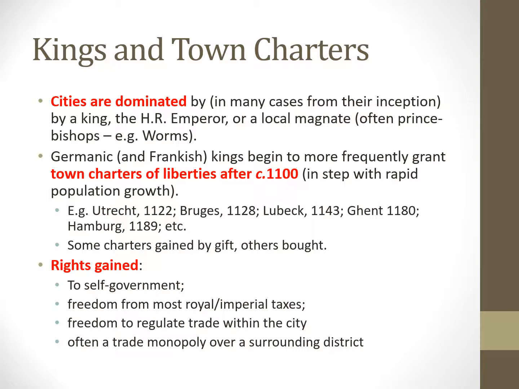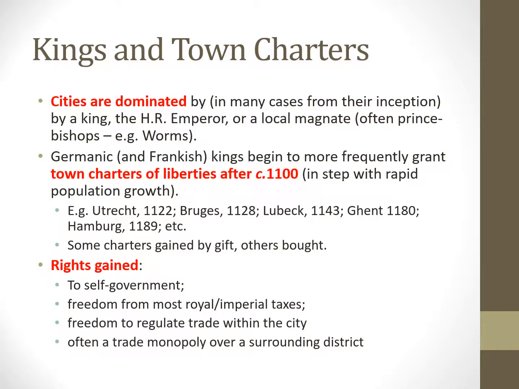Germanic and Frankish kings begin to more frequently grant charters of town liberties. These are special privileges given to urban communities, granting them low taxes, freedom from tolls on moving goods in and out of the city, and so forth. They begin to do that more frequently in step with population growth after the year 1100.